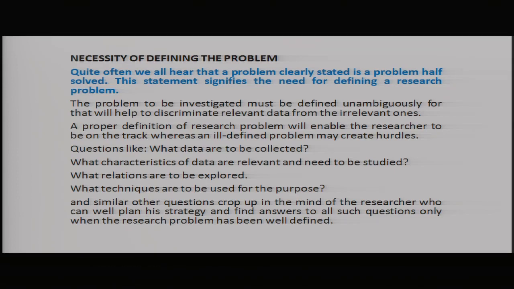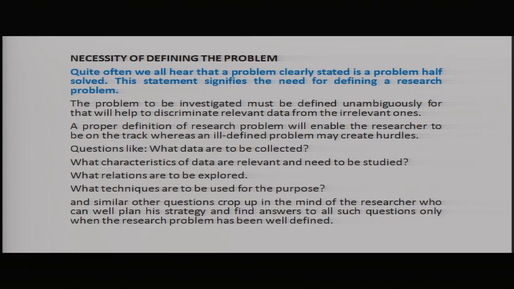Now you have already selected the problem. What was the necessity or the interest in finding out the problem? Quite often we all hear that a problem clearly stated is a problem half solved. If your problem is clearly stated and formulated properly, then it is half solved and your work is half done, because you know the way where you have to travel. If you do not have an aim or an objective, and you are traveling, you reach nowhere. So this is the necessity of defining the research problem. If it is already known, you know what is to be done, and half of the problem is solved.